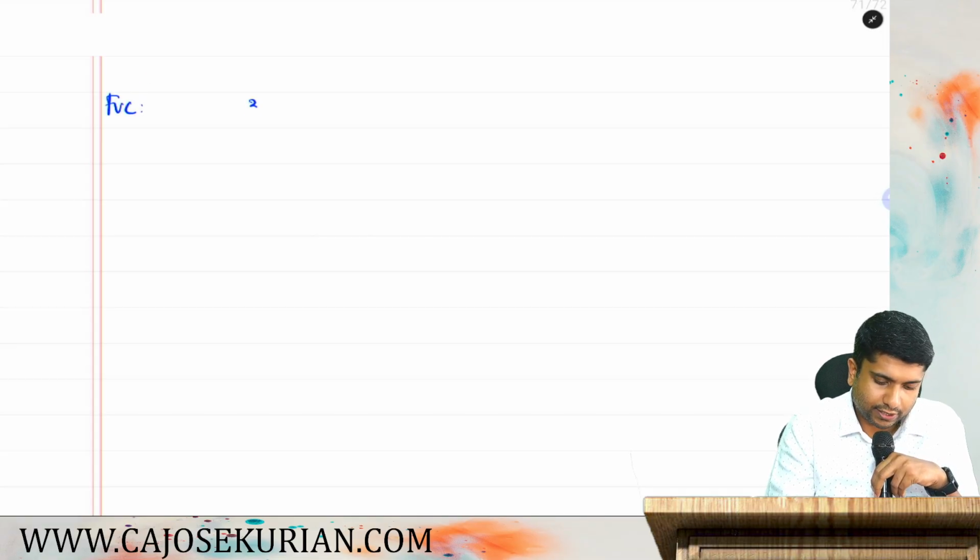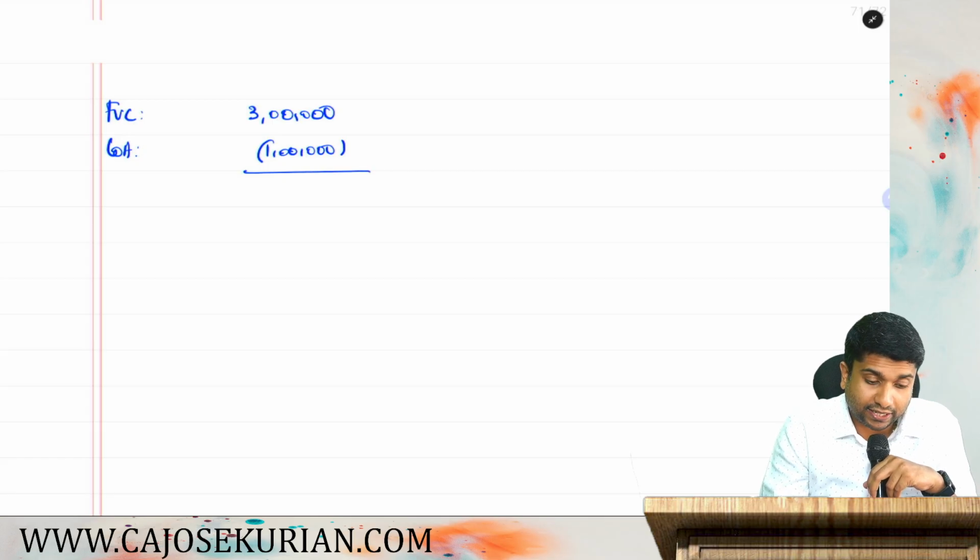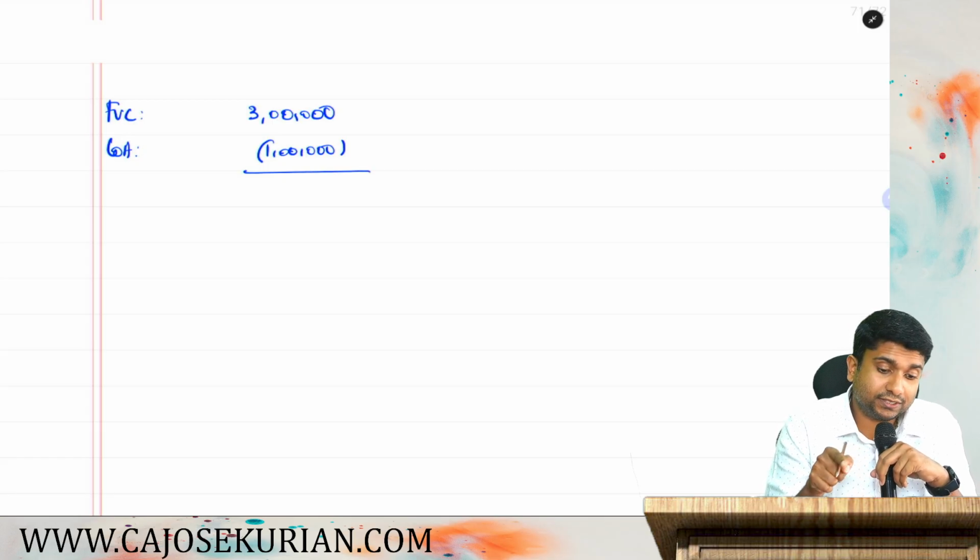Full value consideration of that share is rupees 3 lakh. He sold it for 3 lakh on 1/1/25. And what is the cost of acquisition? 1 lakh. Can you claim indexation? No ways. How much will be the capital gain? That too long-term capital gain because purchased in 2010, sold in 2025. So you tell me what is the long-term capital gain figure?